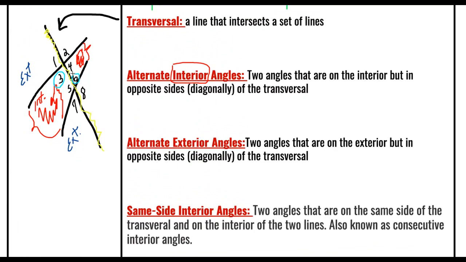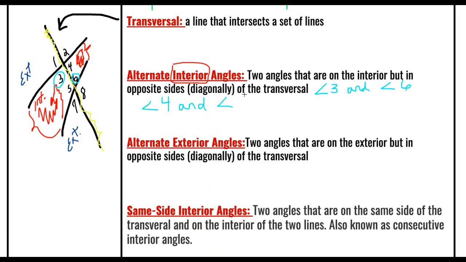3 and 4 are not considered to be alternate. They're right beside each other. They're touching. So to be alternate, you have to be diagonal. One is at the top, one is at the bottom, and they're on opposite sides of the transversal. So for examples of alternate interior, you can say angle 3 and angle 6. But you can also say 4 is alternate interior with 5 because they're opposite diagonally, okay?